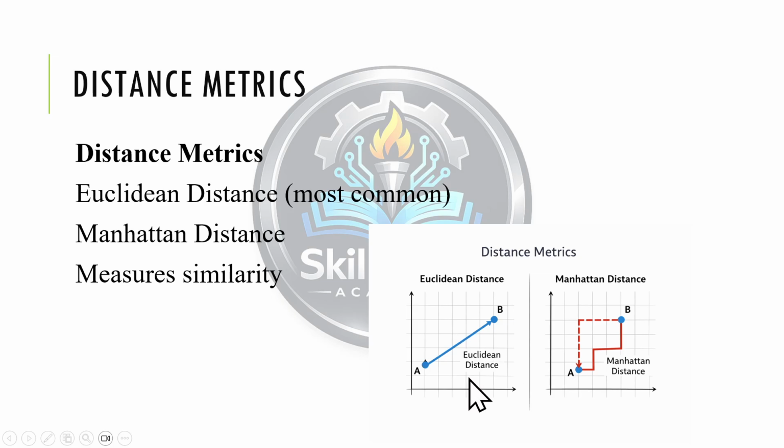So on the left we have Euclidean distance, which is the straight line distance between the 2 points. On the right we have Manhattan distance, which measures the distance by moving along horizontal and vertical paths like navigating city blocks. Both are used in KNN to find the nearest neighbor, but they measure the distance differently.